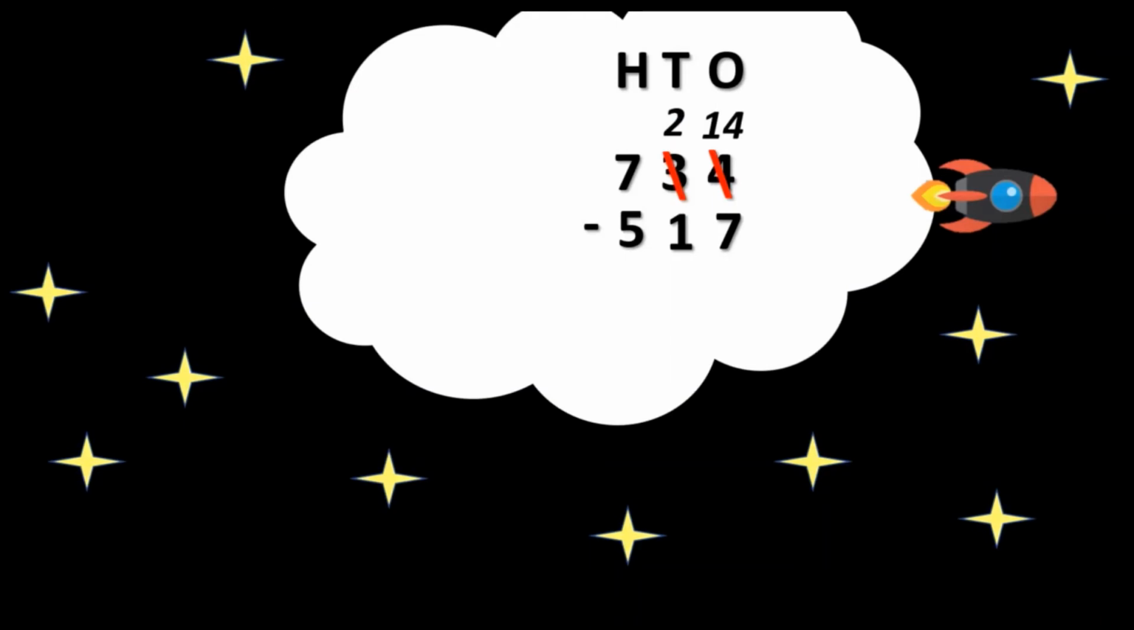And now let us subtract. 14 minus 7 gives you 7. 2 minus 1 gives you 1. 7 minus 5 gives you 2. So we get the answer as 217.